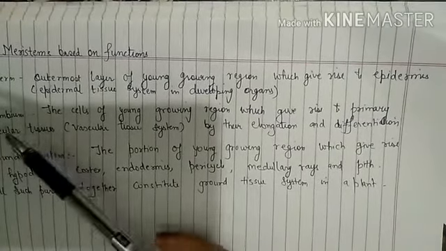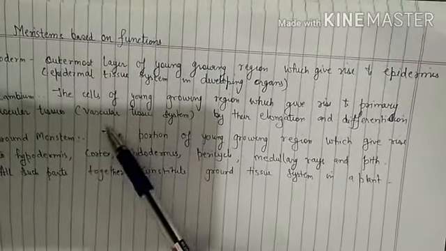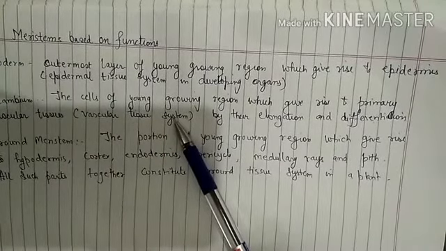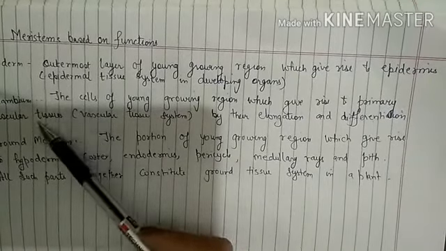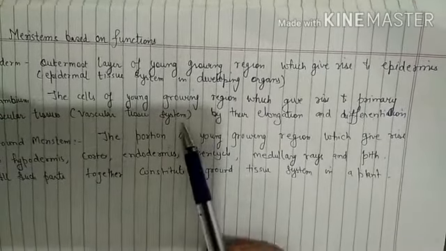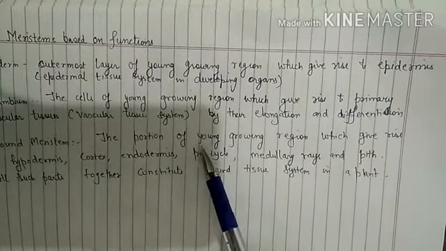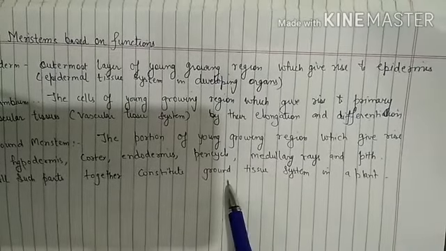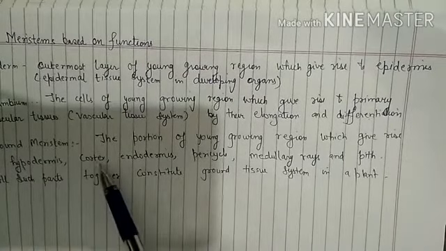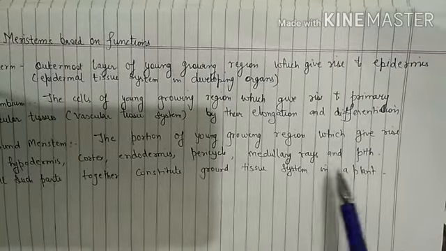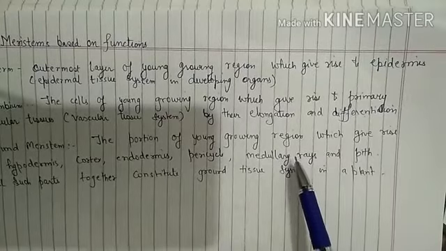Then there is procambium. Procambium means these cells give rise to the vascular tissue system. In the vascular tissue system there are two types of tissues, that is xylem and phloem. So procambium consists of meristematic cells which give rise to primary vascular tissue, that is xylem and phloem. Then ground meristem gives rise to the ground tissue system. The ground tissue system is again differentiated into a number of regions, that is hypodermis, cortex, endodermis, pericycle, medullary rays and pith. All these cells and structures we will study in the next video.